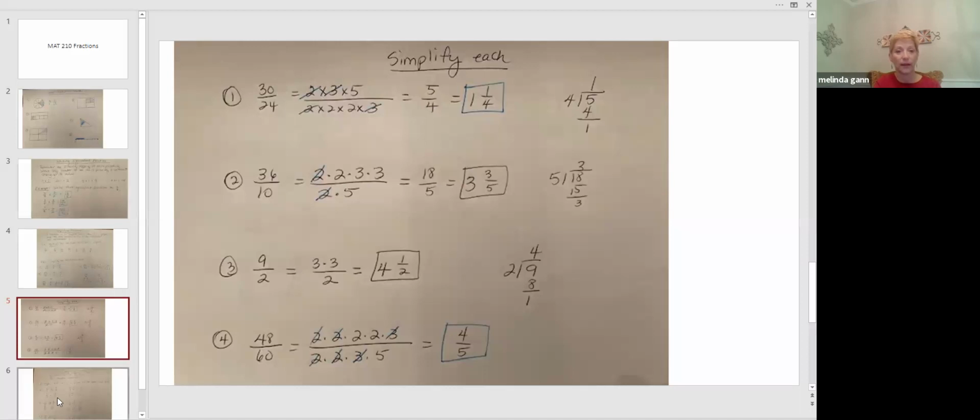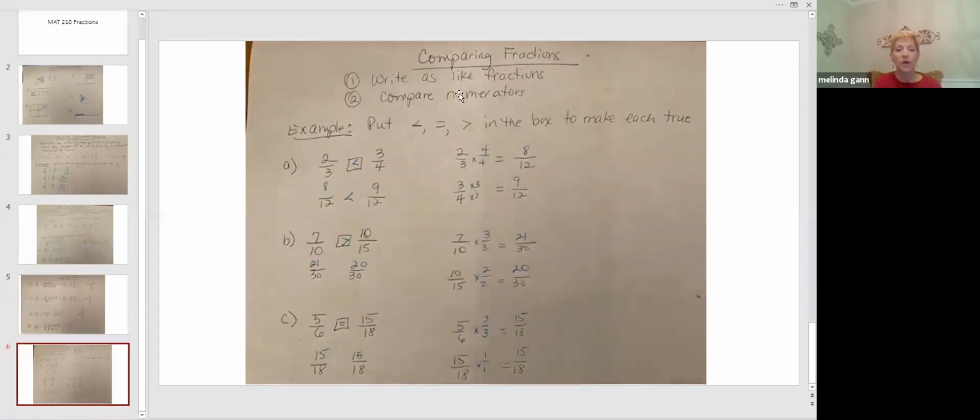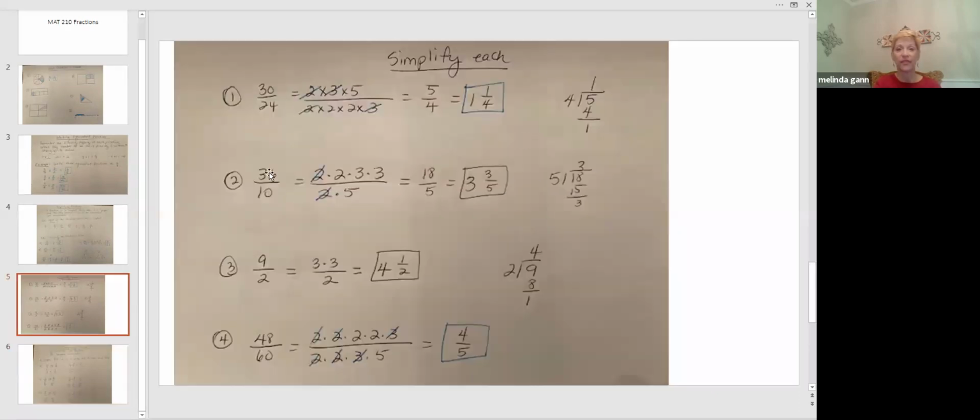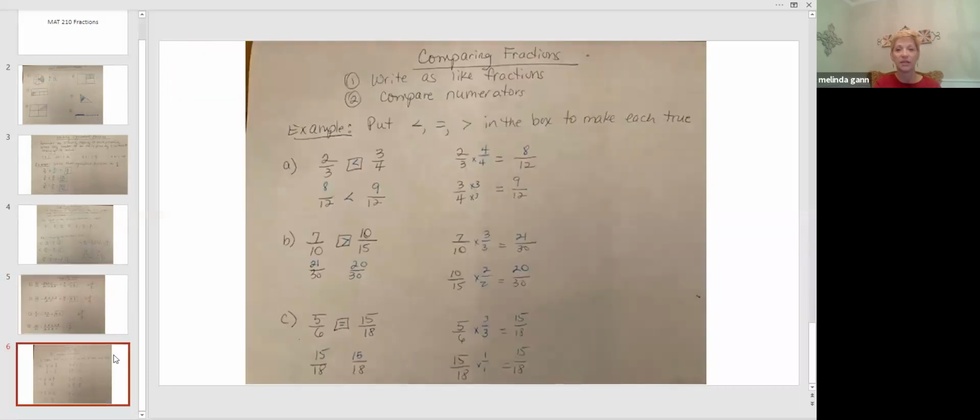Look at this real quick. All right. What if you have to compare fractions? Like, how do you know which one is bigger? Well, there are different ways of doing it, but I think the easiest way is just to change them to what are called like fractions. Now, like fractions is a way of saying that they have the same denominator. See how these denominators are different? They're going to be called unlike. So how do you find like fractions?